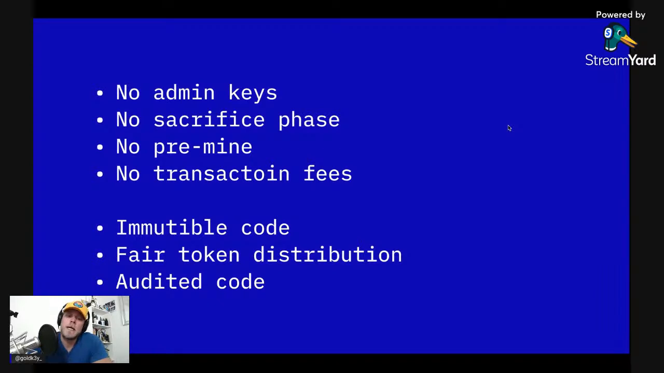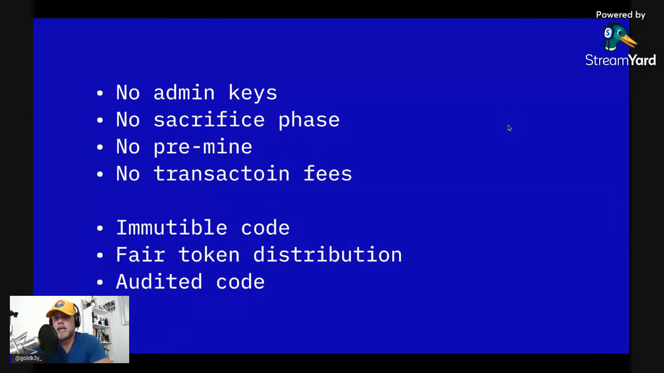Maximus itself. Immutable code. So this project will be complete at launch, and we won't have access to anything. So no admin privileges at all. We can't change anything. And when you're utilizing Maximus, you're actually minting your own rewards.